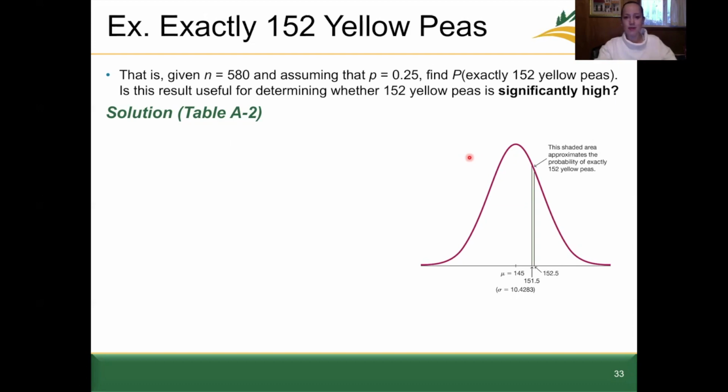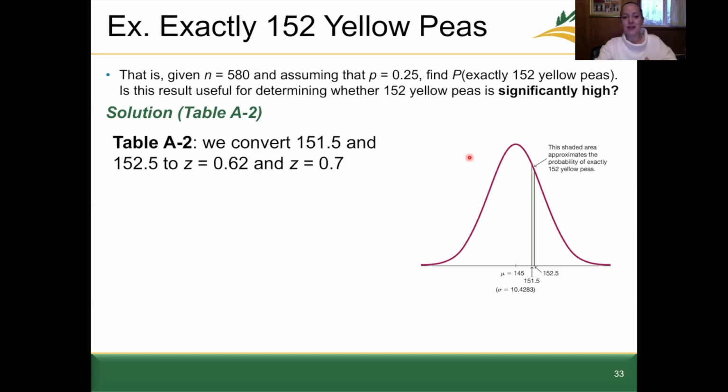Because we're doing both these things, we needed to have applied the continuity correction to get those values of 151.5 and 152.5. Then we take those X values and convert them into z-scores. I showed you the equation for calculating a z-score towards the beginning of this lecture. When we plug in the values that we have, so our different X values, the mean and the standard deviation, we get z-scores of 0.62 and 0.7.